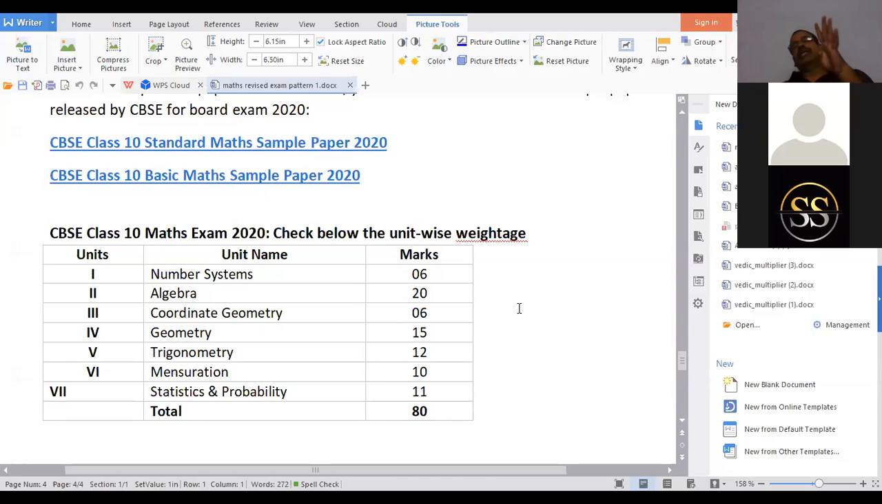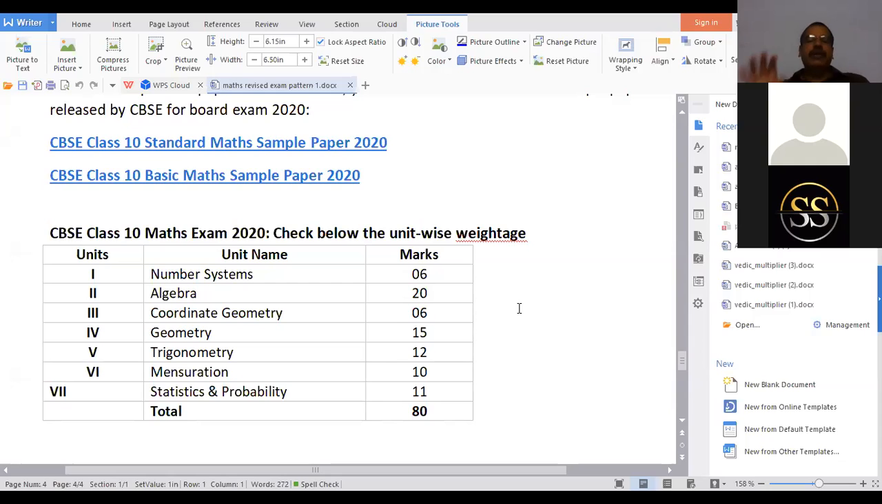Geometry means we have 3 chapters: constructions, circles, and triangles. In these 3, we have 15 marks. Each one 5 marks. In construction only we have one question for 3 or 4 marks. Remaining 6 plus 6 plus 3: 6 marks in triangles, 6 marks in circles, and 3 marks in construction.